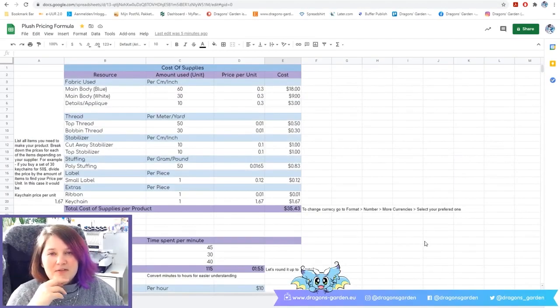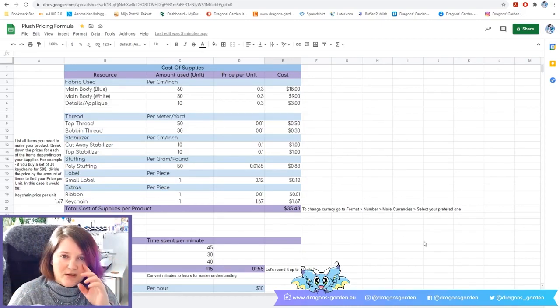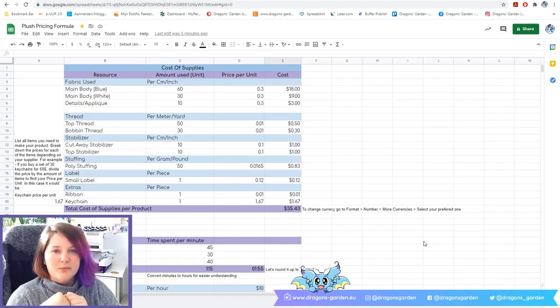So the first thing that you have to figure out is the cost of your supplies, which means you need to know how much fabric goes in, how much thread you use, how much stuffing and everything needed to make the plush. I just put a general cost of anything. I will share the spreadsheet with you as well with all the notes next to it, so you can make your own breakdown.